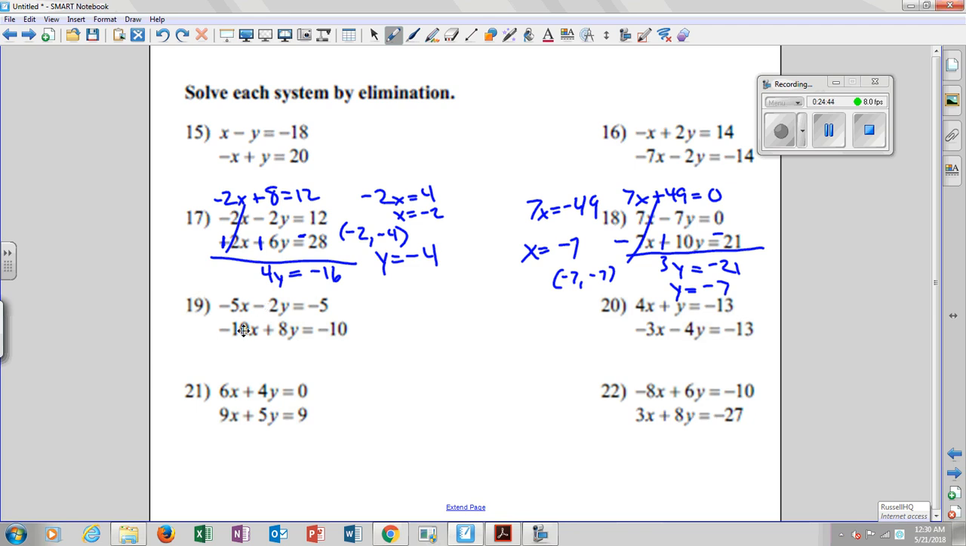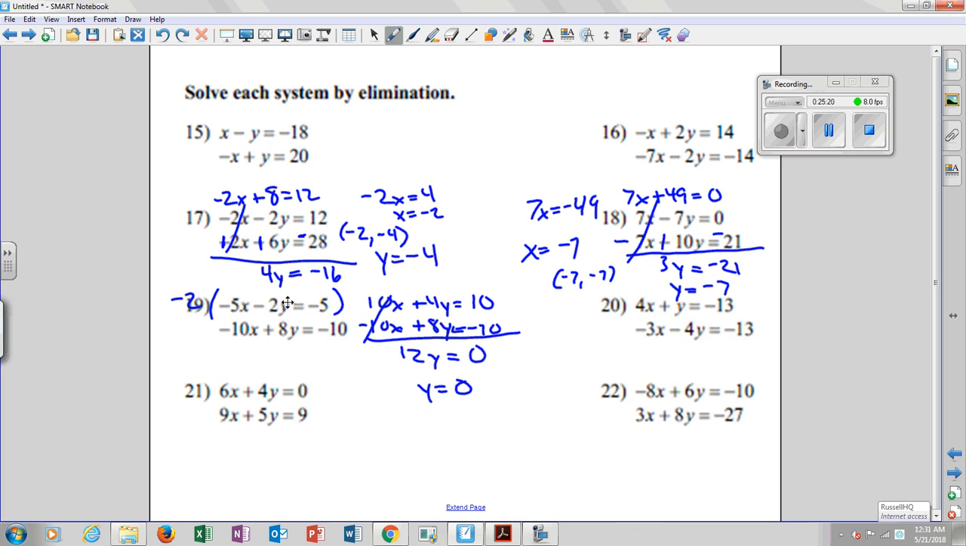Number 19. Multiply the top one by a negative 2. It's going to make this a positive 10 on the top. So it's going to be 10x plus 4y equals 10. Bottom stays the same. Negative 10x plus 8y equals negative 10. Add the two together now. Those cancel. 4y plus 8y is 12y. 10 minus 10 is 0. Y equals 0.